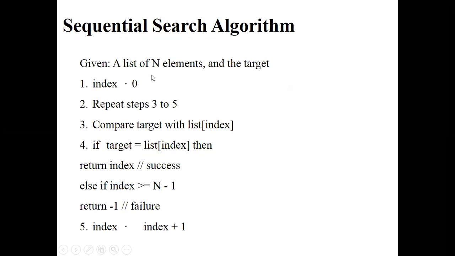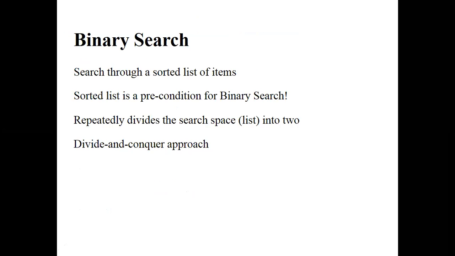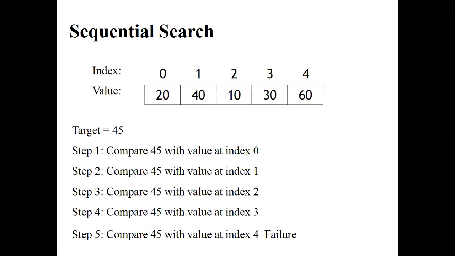The sequential search algorithm takes a list of n elements and the target, with the index starting from 0. Repeat steps 3 to 5. As we already discussed, compare the target with the list. If the target is in the list, then return success. And if the target is not in the list, then we have failure. And how long do you have to check? Till n minus 1, which is the last limit. So you have to check till the last number. So in actuality this is a linear search. We are searching one by one, one by one, so it will take much time.